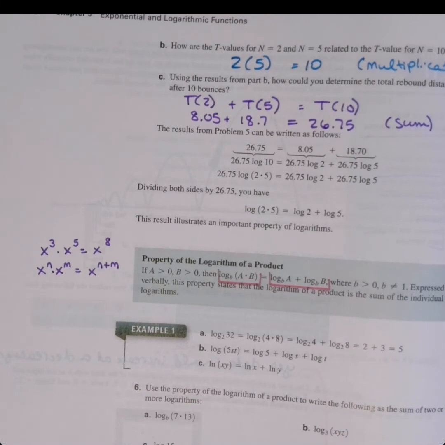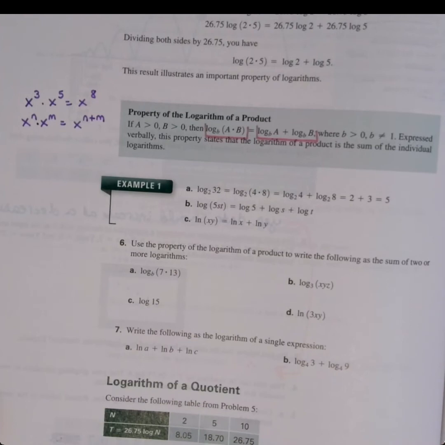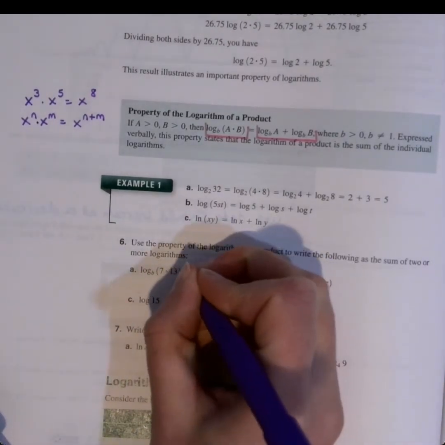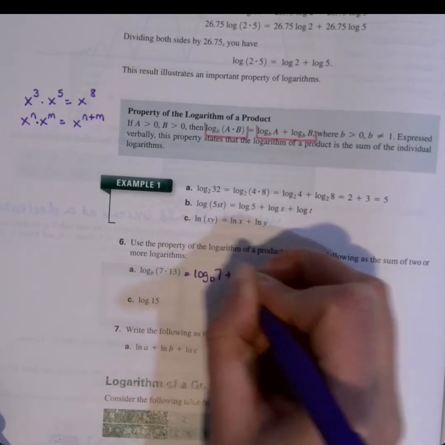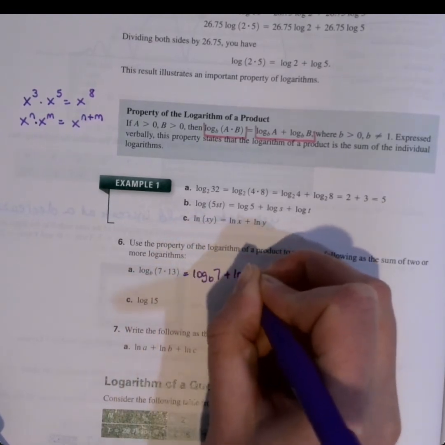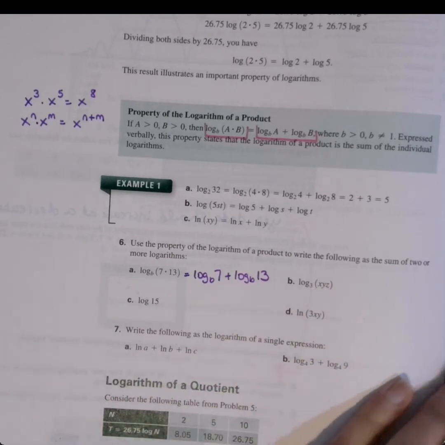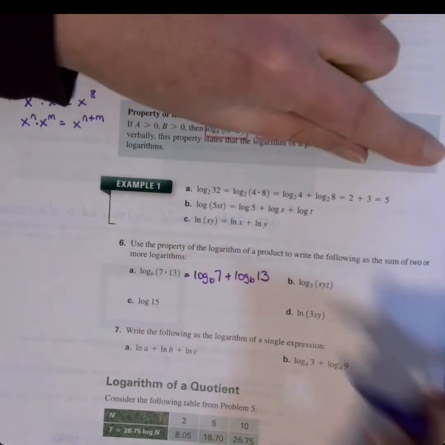the same exponential property. All right, so I can write log base b of 7 times 13 as log base b of 7 plus log base b of 13, separating into two logarithms. So we're using the property of logarithms to rewrite as a sum of two different logarithms. Okay, I'm going to do the same for the next one.